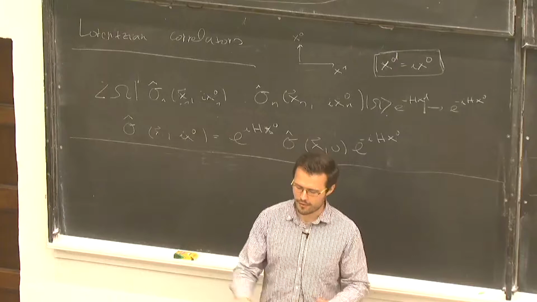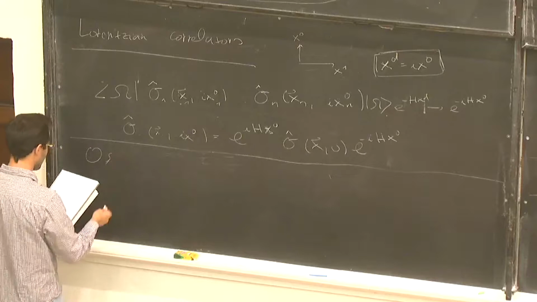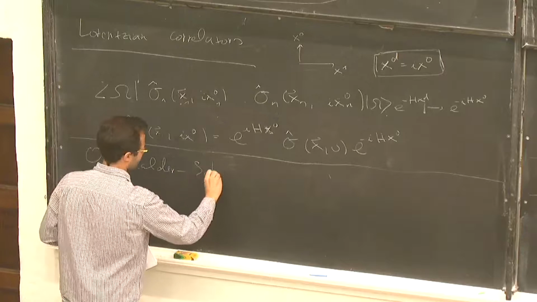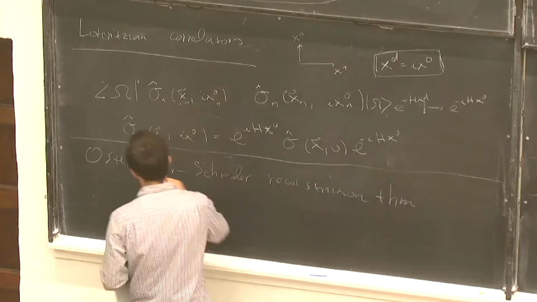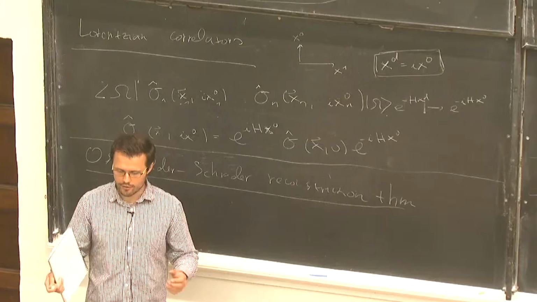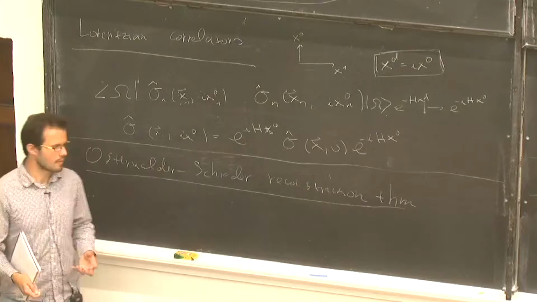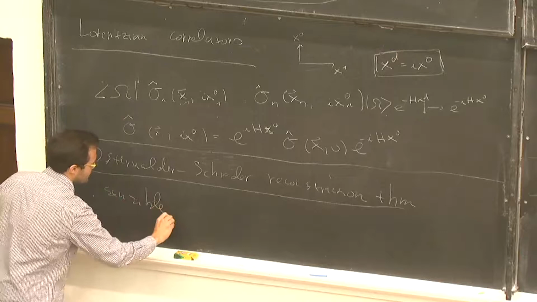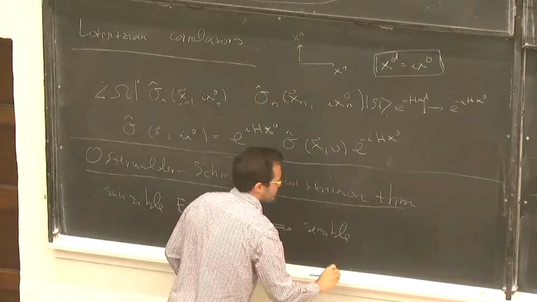In fact, there's a theorem, which is called the Osterwalder-Schrader reconstruction theorem, which basically says that if you have a field theory which has sensible Euclidean correlators, where I can say more about what sensible means in a second, then you also get a completely sensible Lorentzian theory by analytically continuing these correlators to the Lorentzian signature. Let me write it on the board: sensible Euclidean correlators imply sensible Lorentzian correlators, where the latter are obtained by analytic continuation of the former.